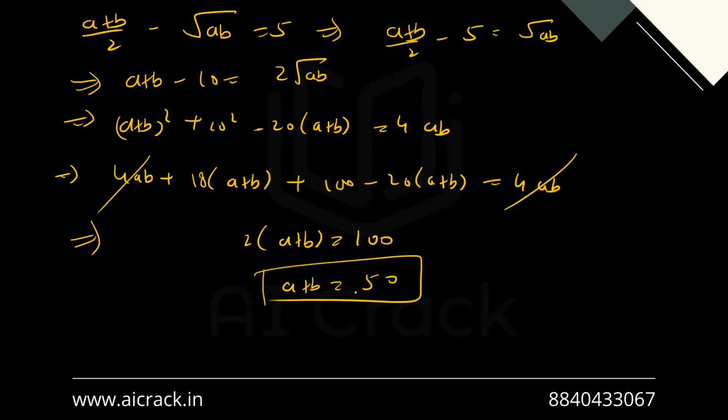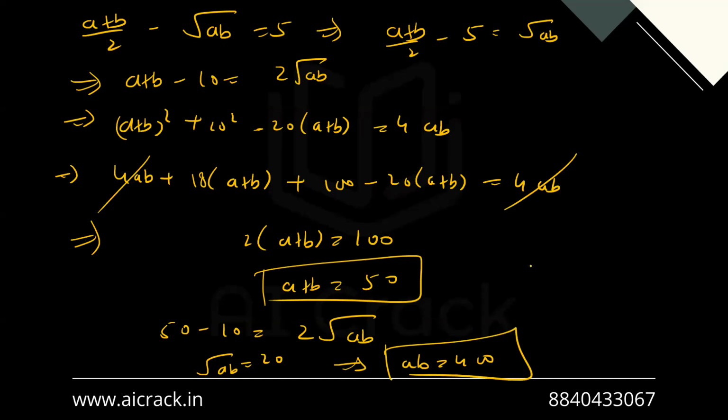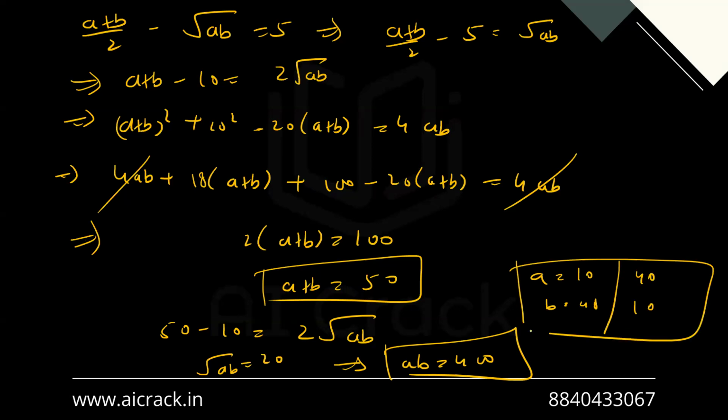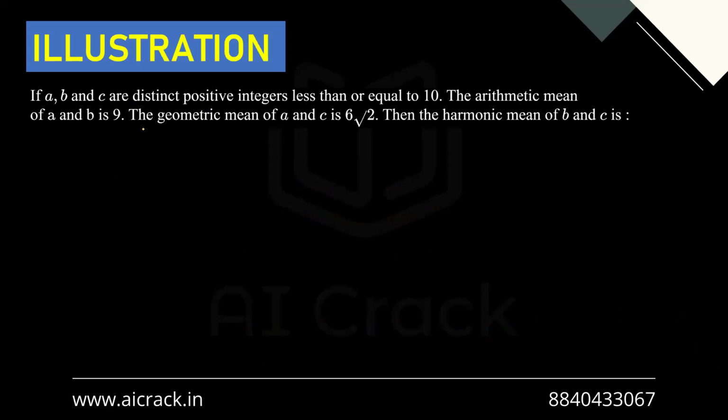Now we have A plus B as 50. We can plug this value over here. So we have 50 minus 10 equals 2 times root AB. Now this becomes 40, this becomes 20. So we have root AB as 20 and basically AB as 400. Now if you use common sense, A is 10, B is 40, or vice versa. Or you can form the quadratic equation over here and you'll get the same values, right? Either way it's possible. Now let's solve this example.